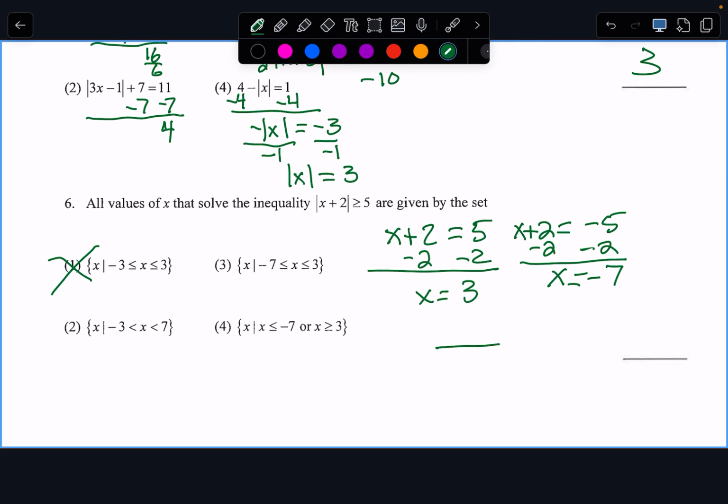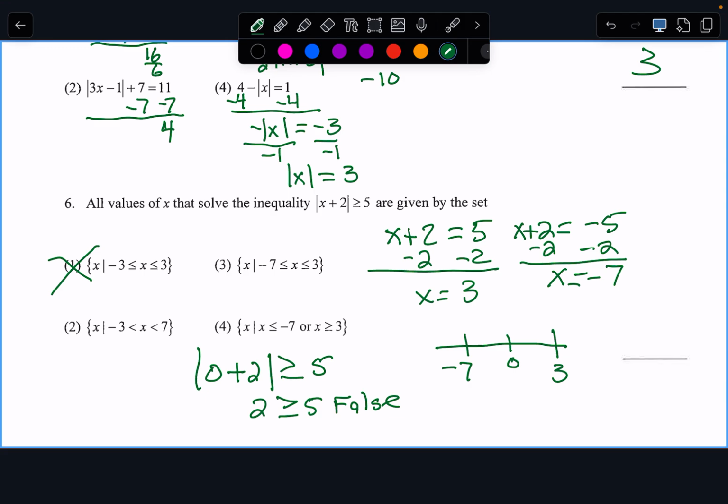So now if you put them on a number line, you have negative 7 and 3, zero is between them. So put in 0 up there. 0 plus 2, absolute value. Is that greater than or equal to 5? No, this is 2 greater than or equal to 5. That's a false statement.